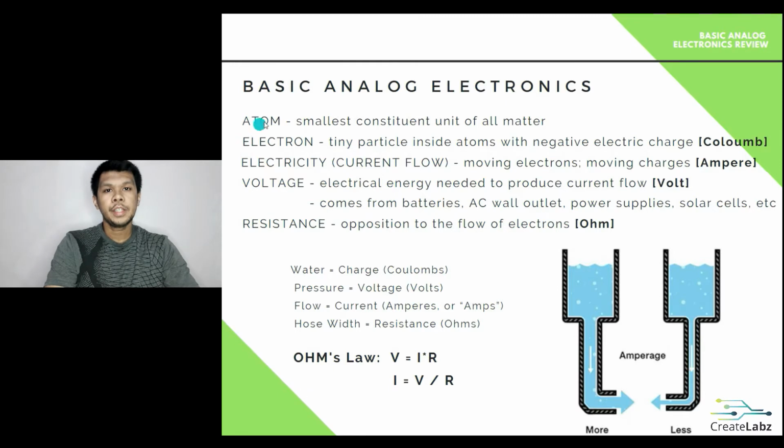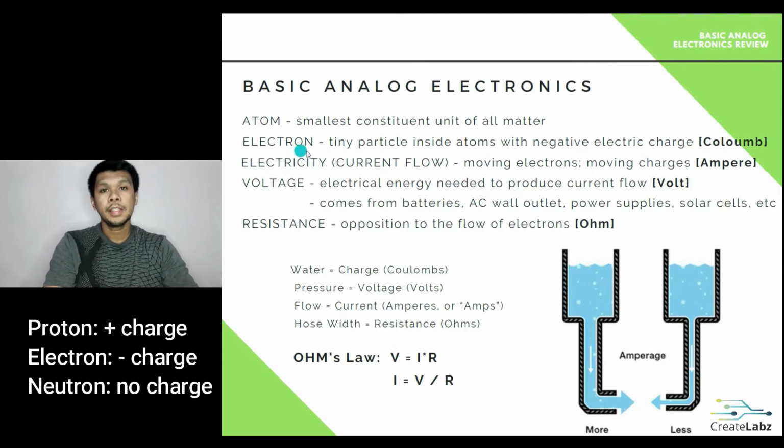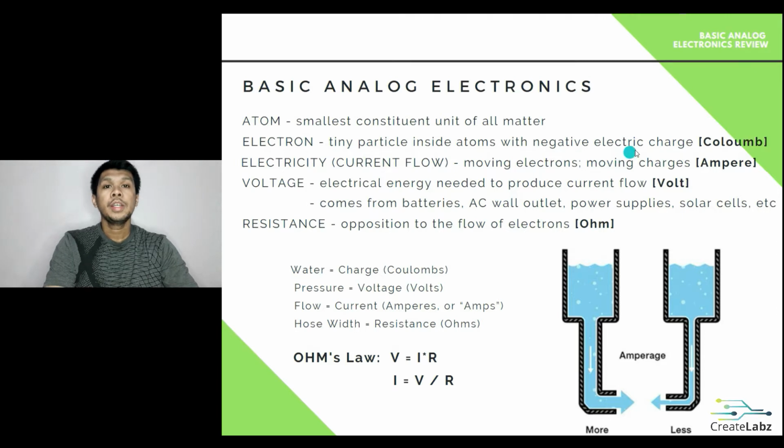In chemistry or physics, an atom is the smallest constituent of all matter. And then the atom consists of smaller particles: the proton, the electron, and the neutron. The proton has a positive charge, the electron has a negative charge, and the neutron has no charge, or is neutral. The charge is measured in unit coulomb.